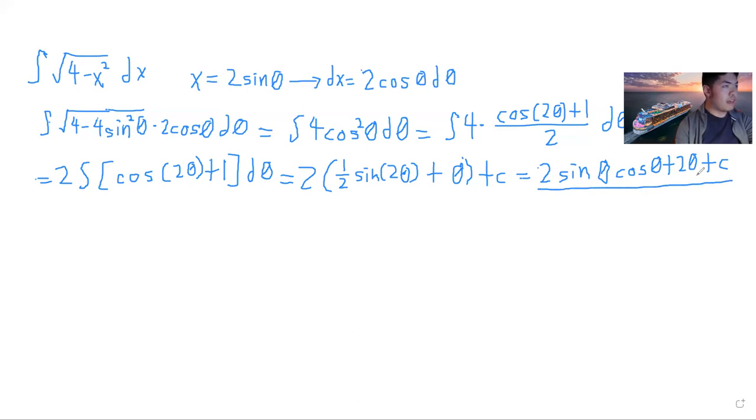We want our final answer, since we're integrating with respect to x, to be in terms of x. So we need to know, what is theta expressed with respect to x? Okay, earlier we said, here's the clue, x equals 2 sine theta, right? So that means x over 2 must equal sine theta. Now let's use grade 10 math and trigonometry to express what this looks like in terms of a right triangle.